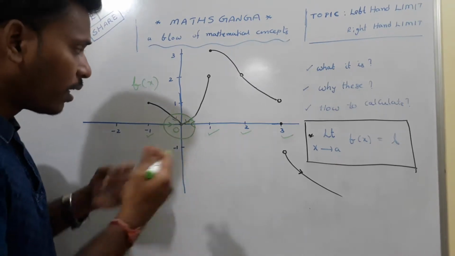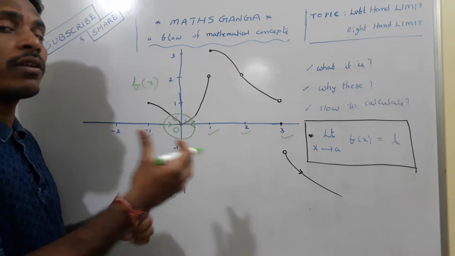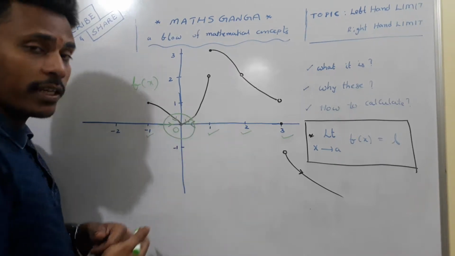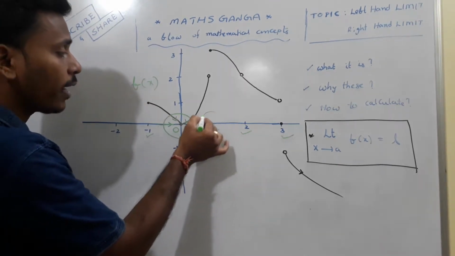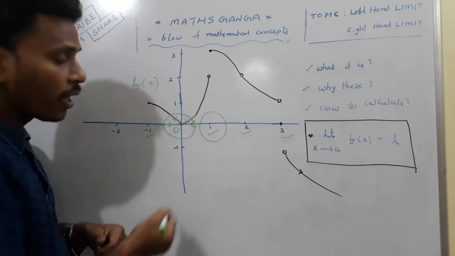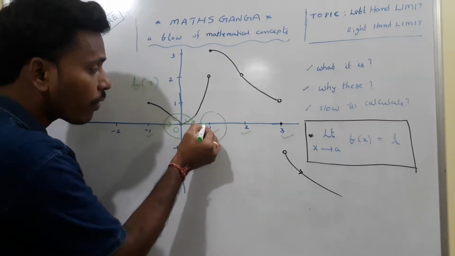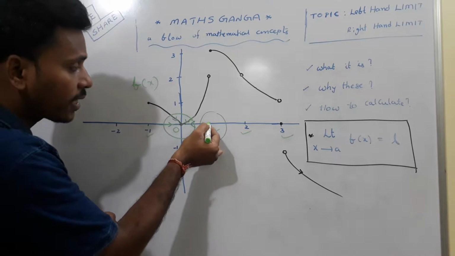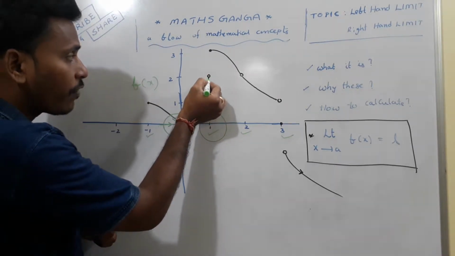Right? To get a clear idea, move to some other position. Suppose you take it as 1. We are going to check in the surroundings of 1. If x is moving towards 1 from the left side, in this case if you observe, the graph is here.